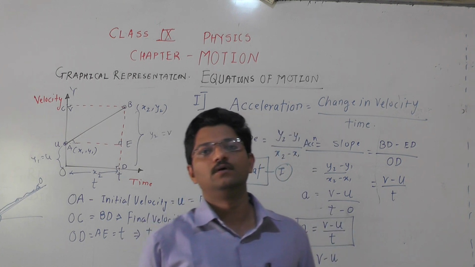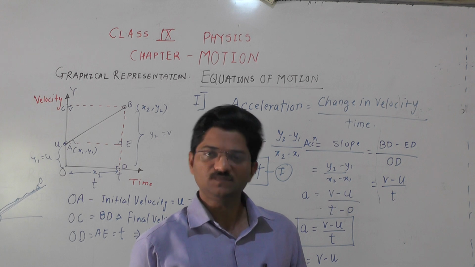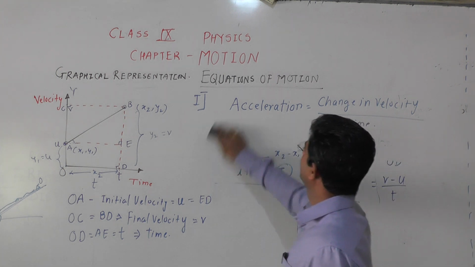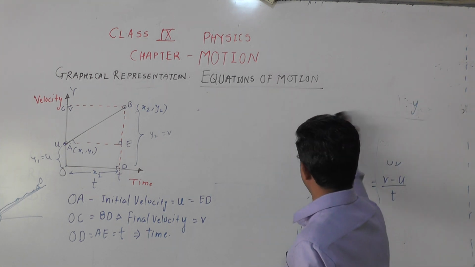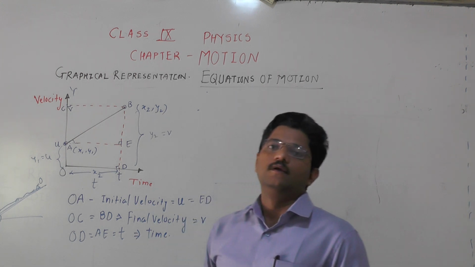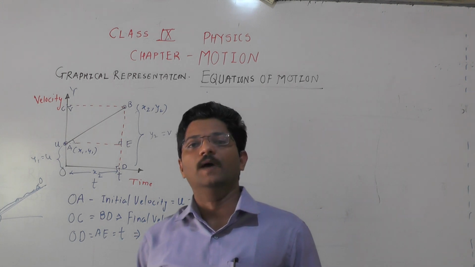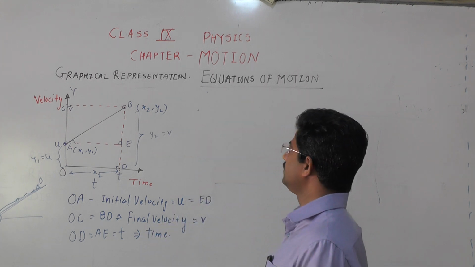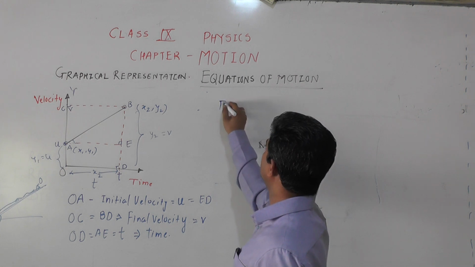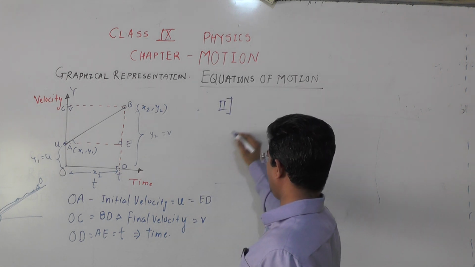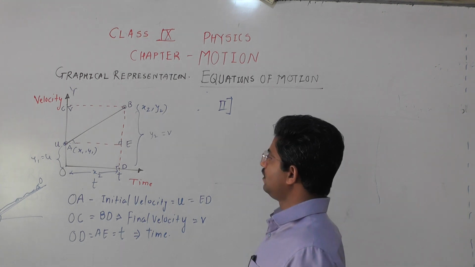Now we will move further towards the next equation. Second equation of motion. With the help of the same graph, we have to use the same velocity time graph to derive all three equations. So here, now we are going to consider the area under the line AB for the second equation of motion.